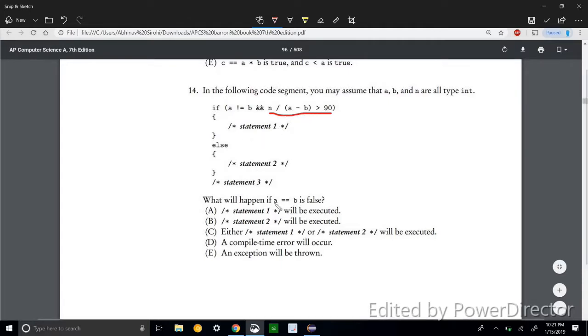And us knowing that A does not equal B doesn't tell us anything about the exact values of N, A, or B. So we can't determine if it will be greater than or less than 90. So it's possible that it's greater than 90, and if that's the case, then statement 1 will be executed. However, if it's not greater than 90, then statement 2 will be executed. So the answer to this question is C, because since we don't know what happens to the right side of this expression, either statement 1 or statement 2 will be executed.